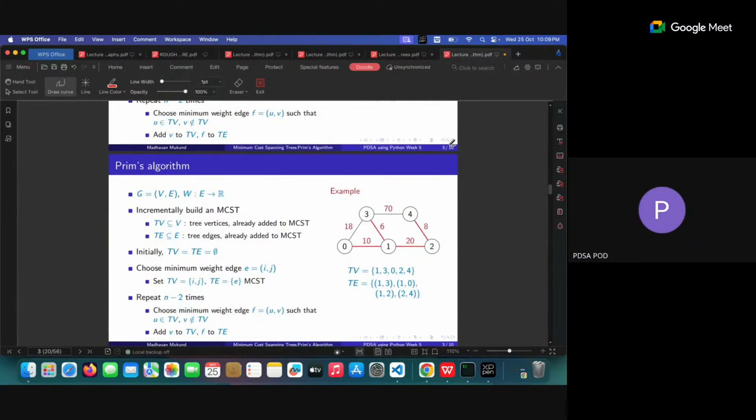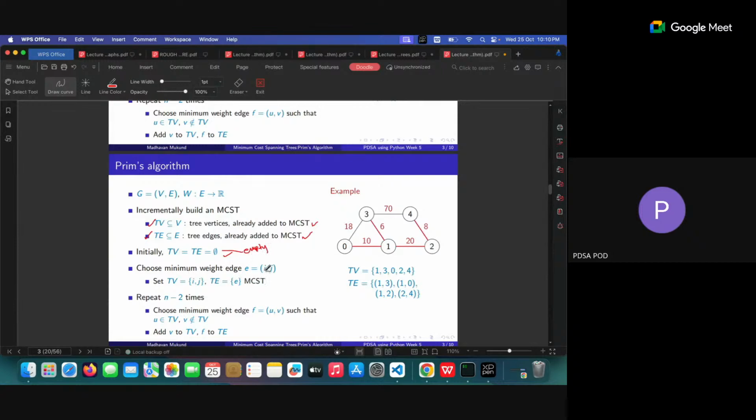What really is happening? Total vertices is there, total edges is there. Three edges are already added to the MCST, and three vertices are already added to the MCST. Edges are added, vertices are added. Initially, the vertices and edges are empty. We can say an empty list or empty dictionary.